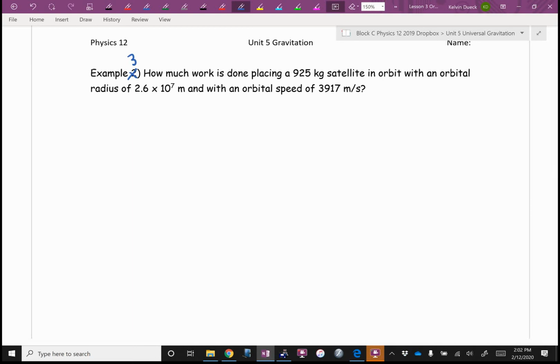What's example 3 asking me to find? How much what? Okay. Can I go MGH? No. Can I go force times distance? No. So I'm going to jump straight to work equals the change in potential plus the change in kinetic. But now, since we're being put into a stable orbit, the change in kinetic is not 0. There's going to be some kinetic energy.